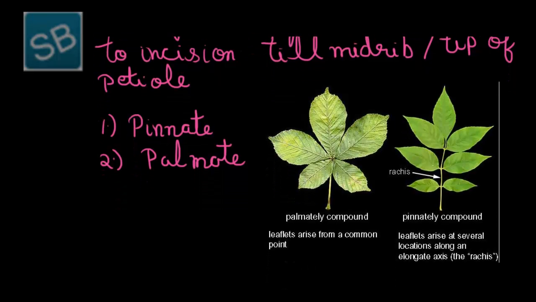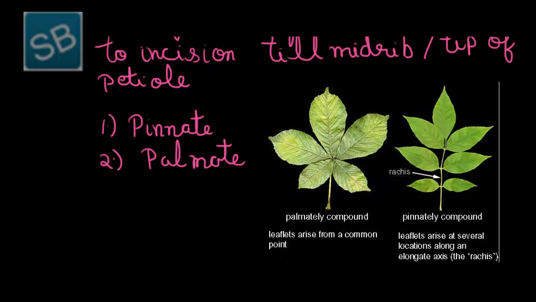As it can be seen from the figure, the palmate compound leaf is a leaf in which leaflets arise from a common point. On the contrary, in pinnately compound leaf the leaflets arise at several locations along an axis. This axis is known as rachis. Thus, in pinnate compound leaf, the leaflets are arranged on both the lateral sides of the main vein or midrib. On the contrary, in palmate compound leaf, the leaflets are arranged at the tip of the petiole.